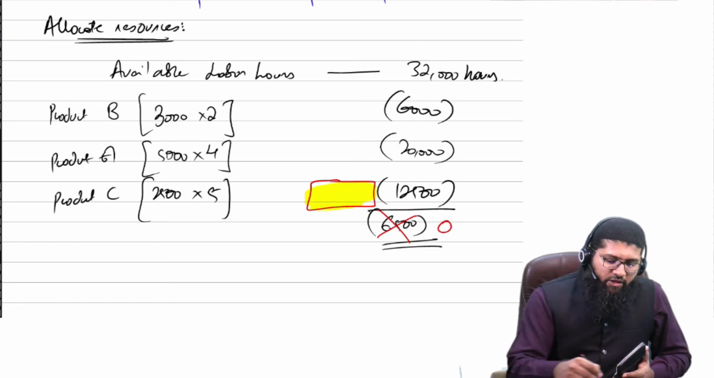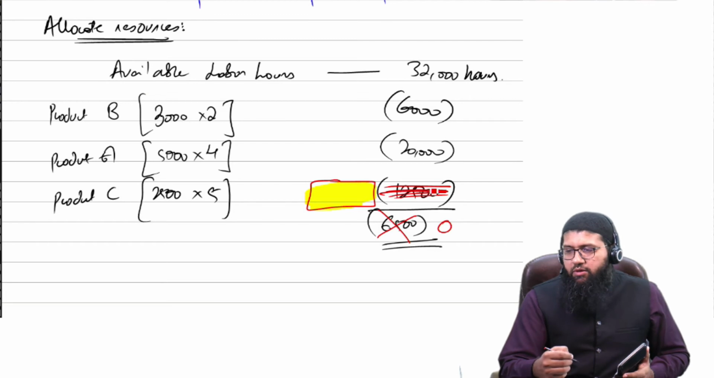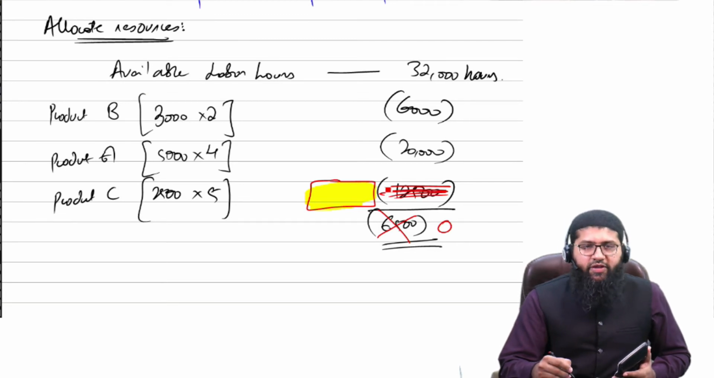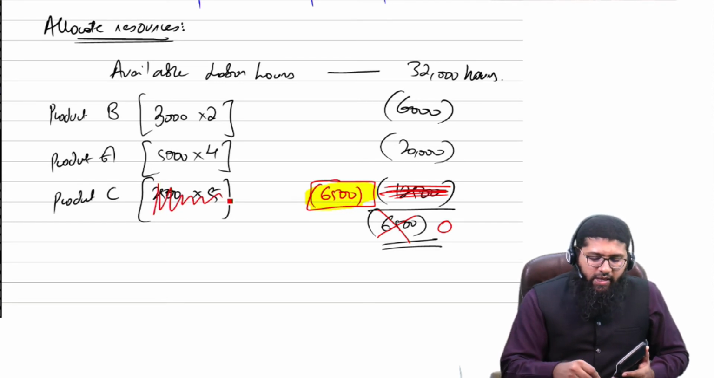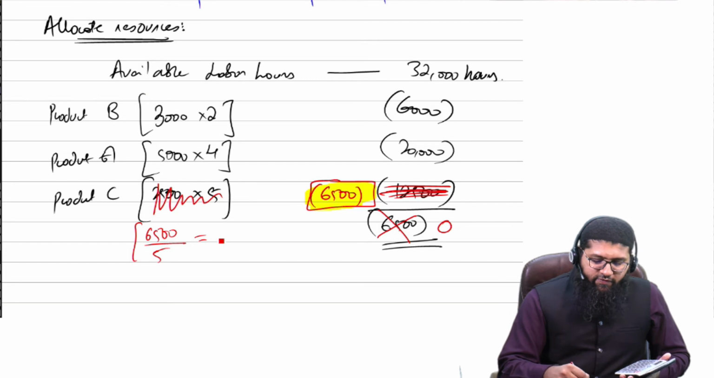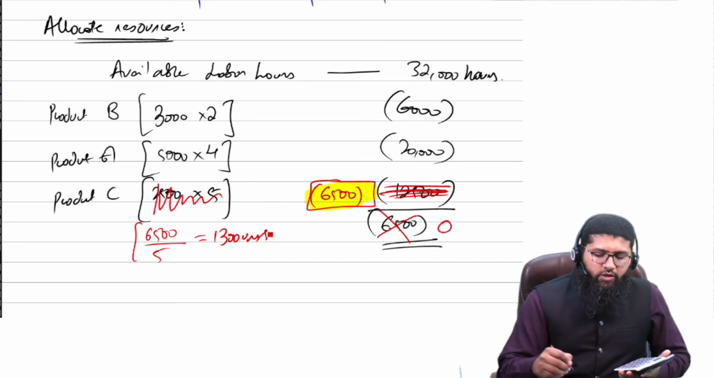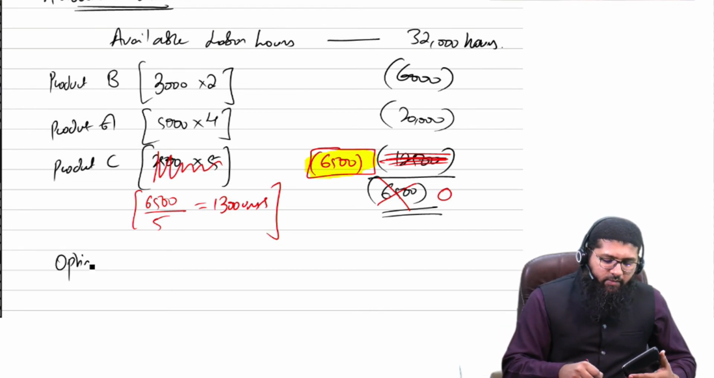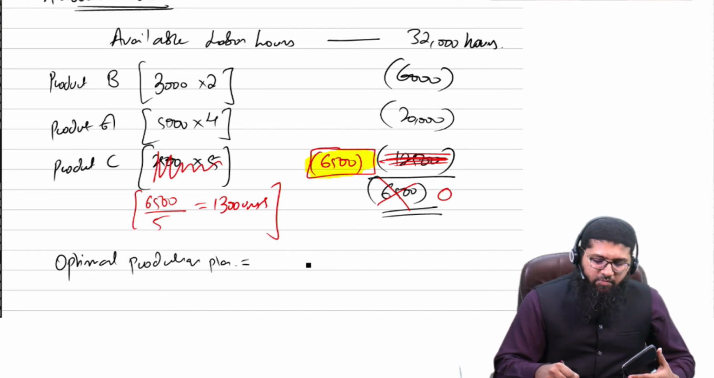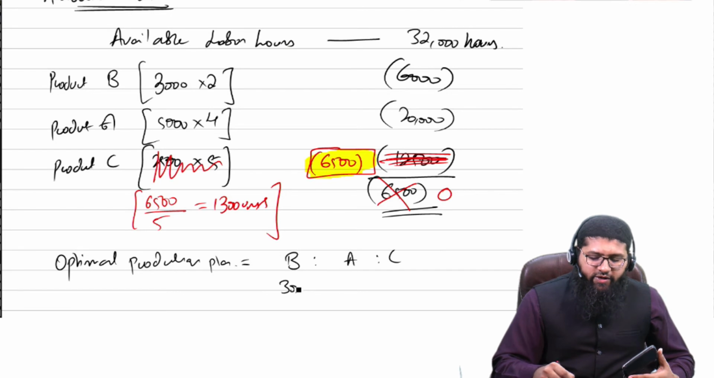So if I've got a maximum of 32,000 hours that need to be allocated, how is it going to operate? Let's work backwards. We have 6,500 hours available, and this is 6,500 divided by 5, which gives you 1,300 units. So the optimal production plan for this company is going to be B, A, and C. There are going to be 3,000 units of B. There are going to be 5,000 units of A.